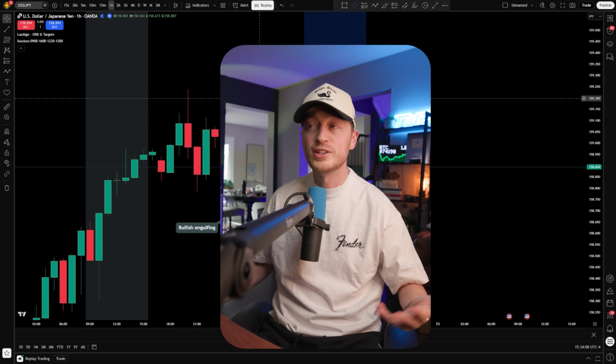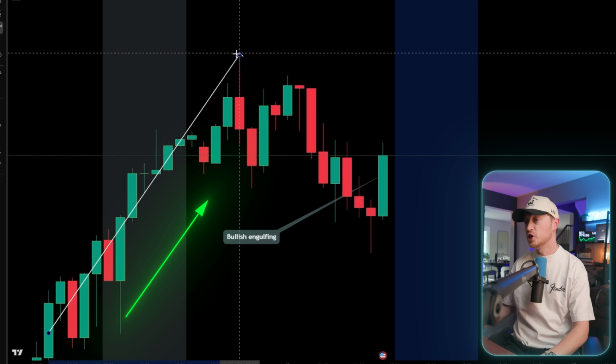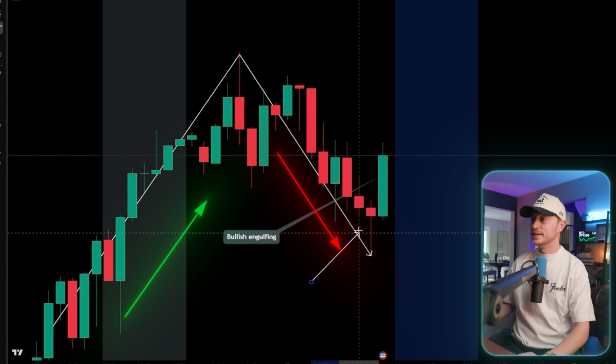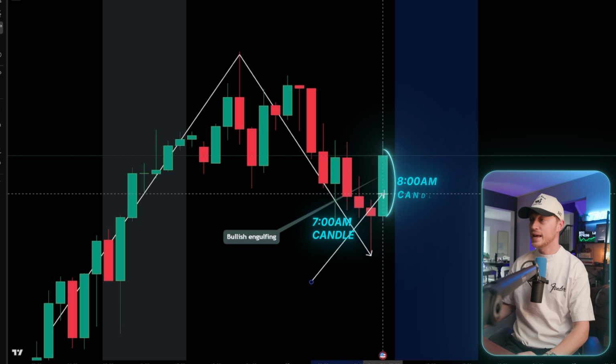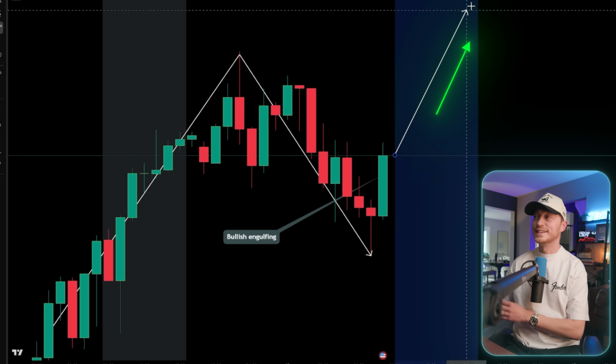For step 2, I'm going to show you a full recent trade I took, starting with step 1. I did my session analysis, price pushed up, it pulled back, I had my 7 a.m. candle, my 8 a.m. candle, it gave me the bullish engulfing pattern, so I'm expecting price to continue up.